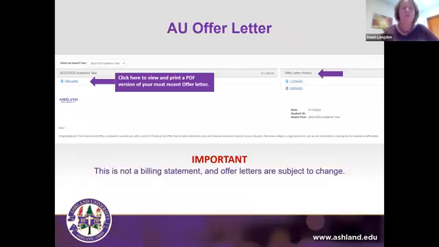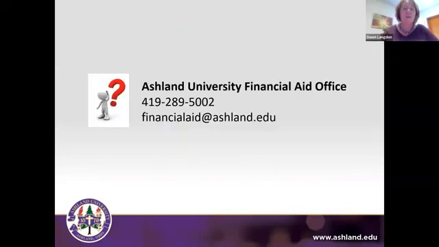Here is where you can view your current AU offer letter, as well as any offer letter history that you might have. You have the option to print a PDF version based on the year you select under Select an Award Year, if you so choose. Please note this is not a billing statement and it is subject to change. Now you know how to access your AU offer letter.